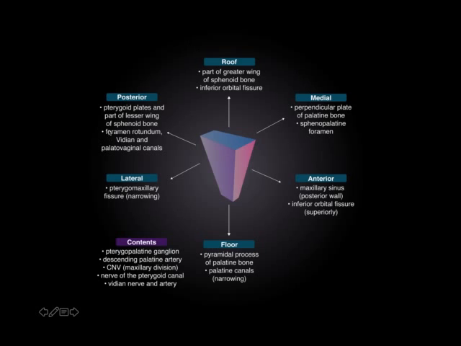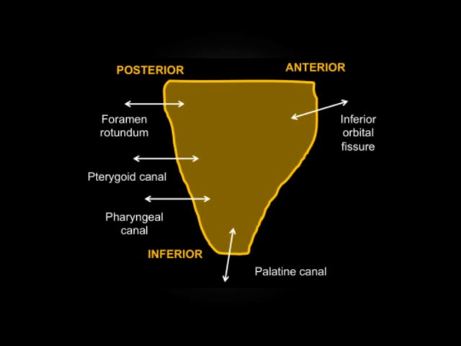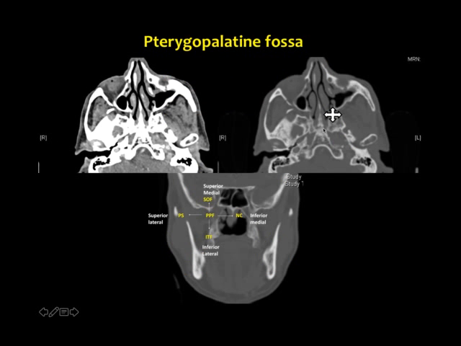The posterior wall is made by the pterygoid plates. I will show you on this. This is an axial cut through the pterygopalatine fossa. Anteriorly, you see the maxillary wall and the pterygoid plates. Posteriorly, you see the sphenoid bone. Medially, you see the part of the palatine bone over here. Laterally, it opens into the pterygomaxillary fissure. Between the palatine bone and the sphenoid bone is the sphenopalatine foramen.